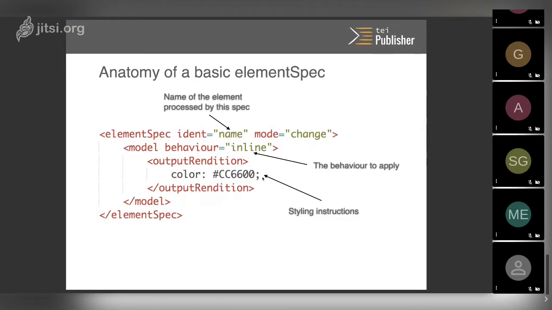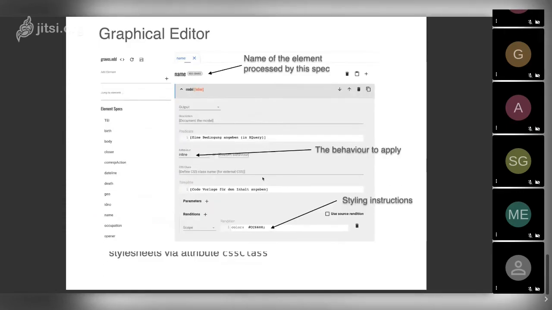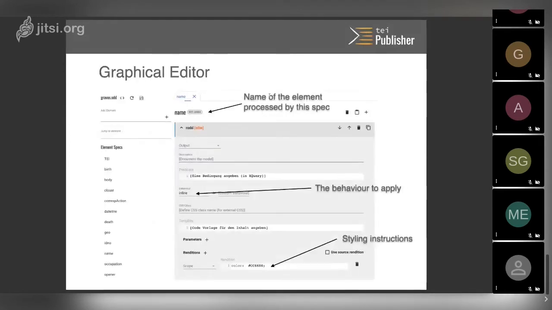So in the form-based editor, the very same rule will look like this. What you have to the left is all the element specs which are already defined in the ODD. Then you can click on one. It will open up. Up here, you will see the name of the element, which is processed by this element spec. The behavior is selected here, and the styling instructions, so-called output renditions, go in here. So it's essentially the same, just a different representation, a different workflow.